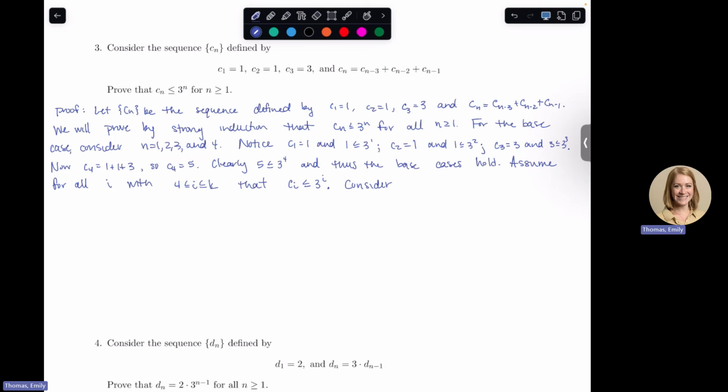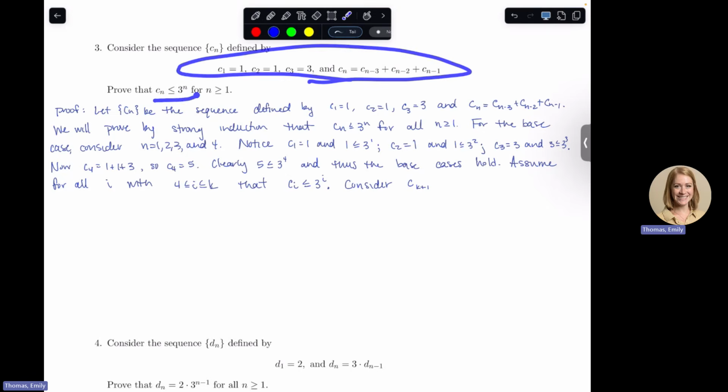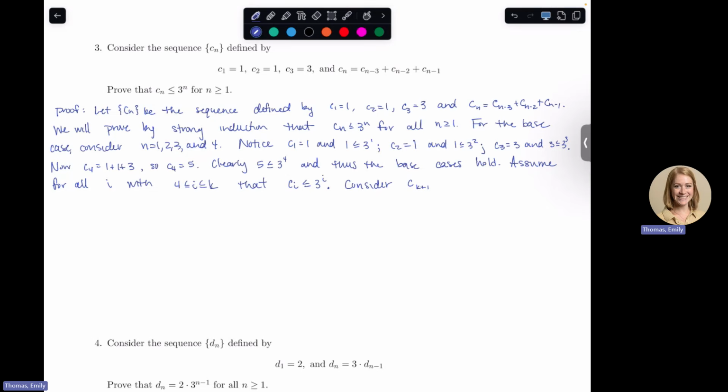Okay, so we are going to consider C sub k plus 1. And what do we know? Eunice, this is the part I was telling everybody that people get confused about: what we know, what we're trying to show. This is the definition of the sequence. This is the thing we're trying to prove. So we know this. We're trying to show this. Okay, so what can we say about C sub k plus 1?